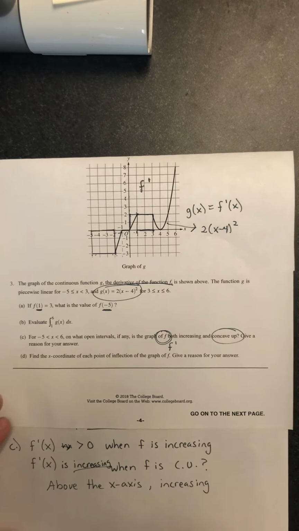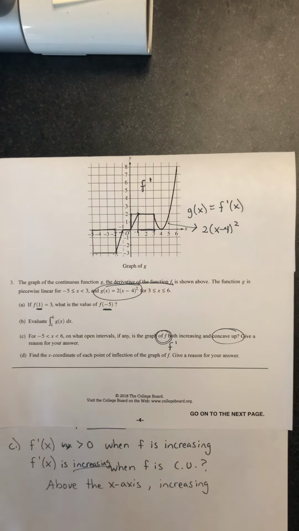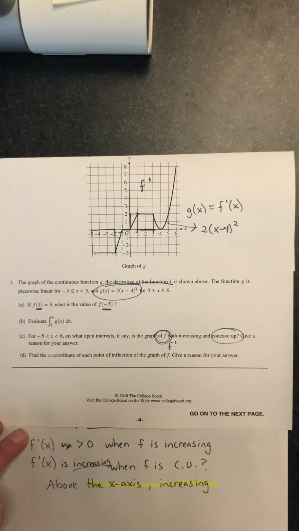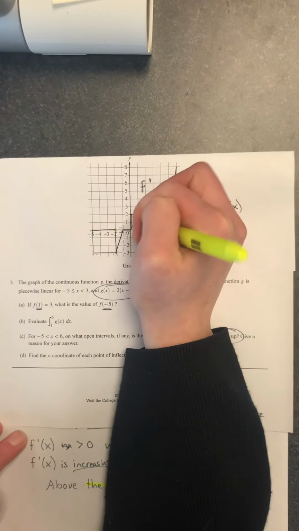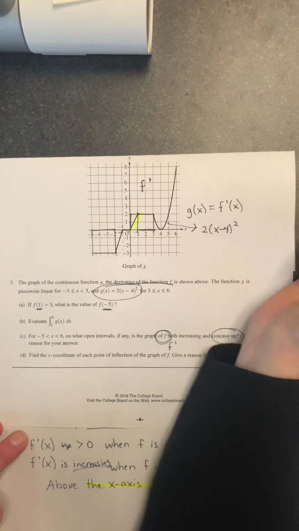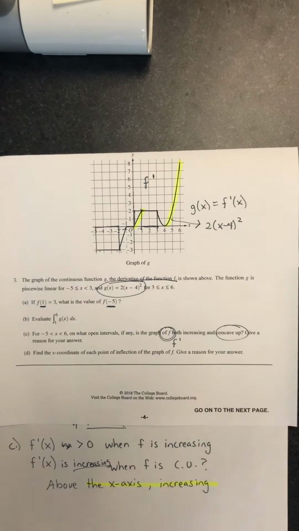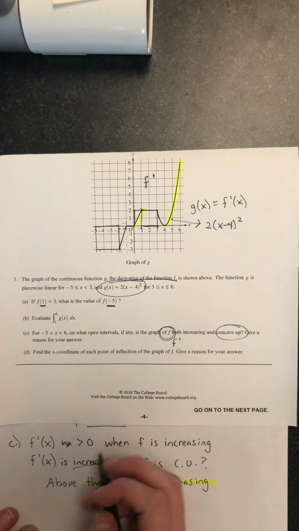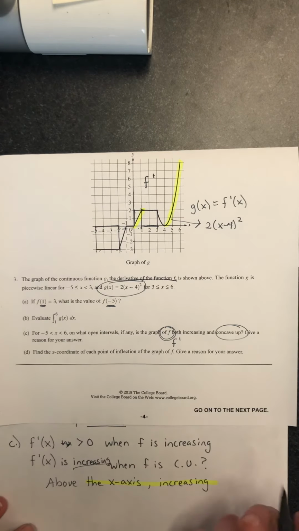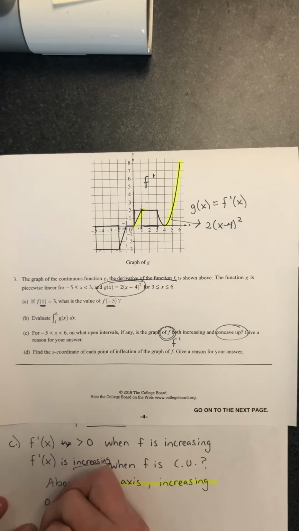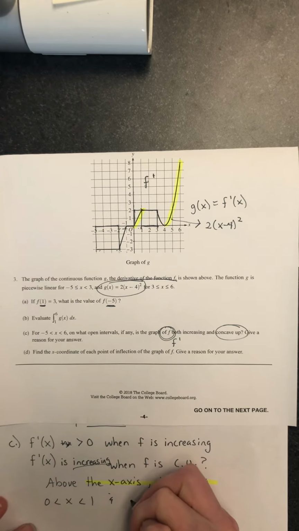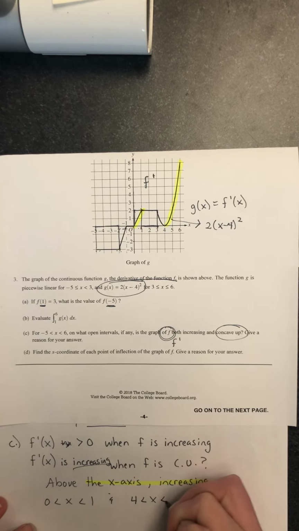So take a look at your graph and see, where is it increasing? Where is there a positive slope? I'm going to grab my highlighter for this. Okay. So it looks to me it's above the x-axis and increasing here, and it's above the x-axis and increasing here. So we can say that those solutions are satisfied when x is between 0 and 1, and when x is between 4 and 6.